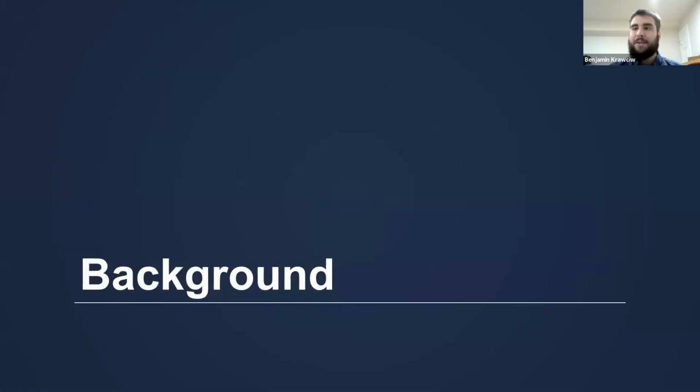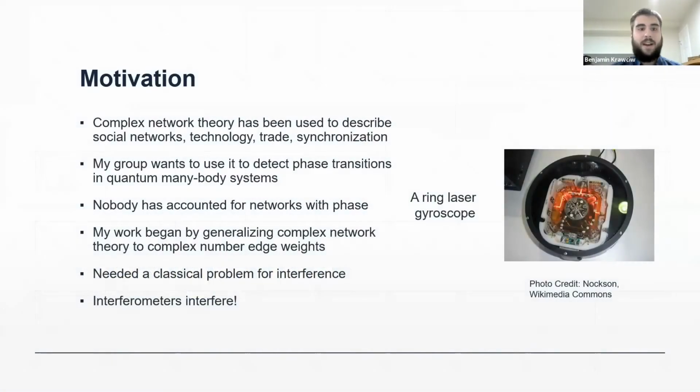I'll start with some background on my research. It's in the area of complex network theory, which has been used to describe social networks, technology networks, trade networks, and spontaneous synchronization. But my group wants to use it to detect phase transitions in quantum many-body systems. The problem is that nobody has properly accounted for networks with phase in complex network theory.